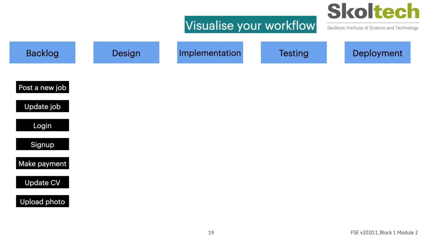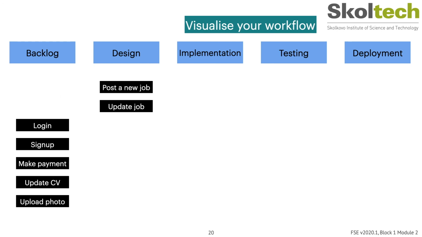To visualize the workflow, you place the stages of your pipeline horizontally, and you assign each feature to a particular stage in your pipeline. Once you create this board, then as you work on each of these items, for example, let's say the team is working on post the job and update job, they will move the item to the design phase. And as work is being done, the work item is moved on the board to represent where each item is. So let's see what the board is going to look like after a few days.